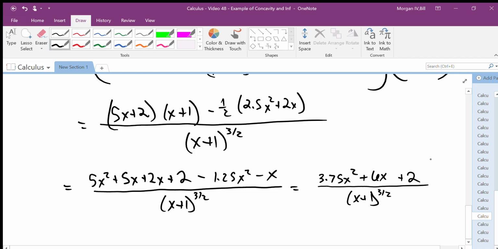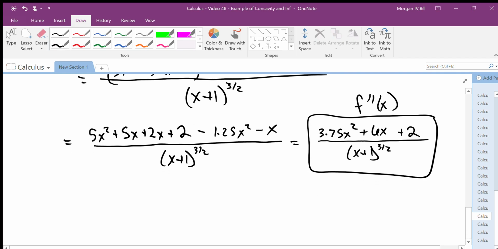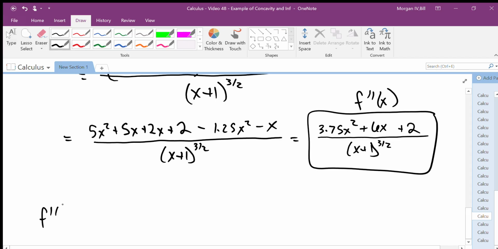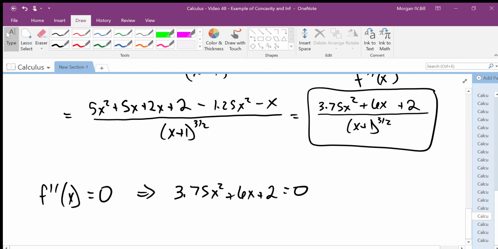Well, we need to find out when this second derivative is equal to 0 and when it's undefined. So second derivative equal to 0, that's going to occur when the numerator is equal to 0. And second derivative undefined is going to occur when the denominator is equal to 0. But let's take care of this part first. You could, right now, try to factor it or do the quadratic formula.